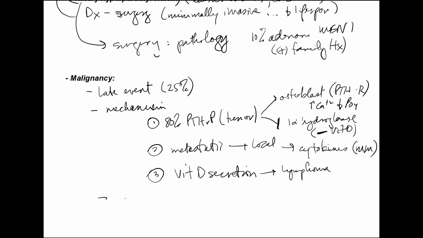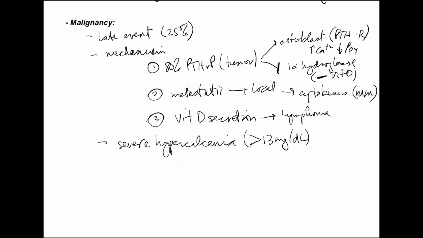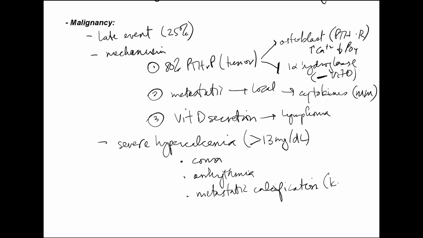Malignancy is the setting in which one is most likely to see severe hypercalcemia. This is defined as calcium greater than 13. And in this situation, there is the possibility of life-threatening coma, cardiac arrhythmias, and metastatic calcification, which predominantly occurs in blood vessels and can impair kidney function. The treatment for this is going to emphasize hydration, calcitonin, and bisphosphonates.